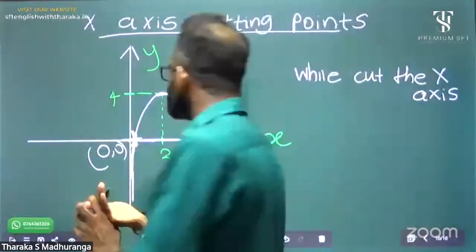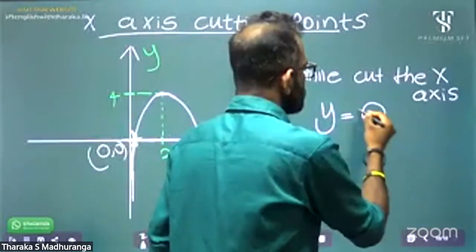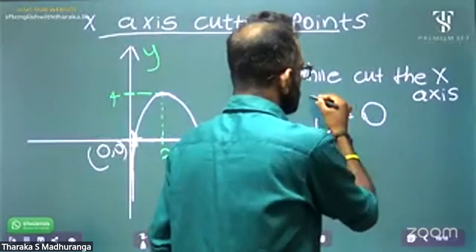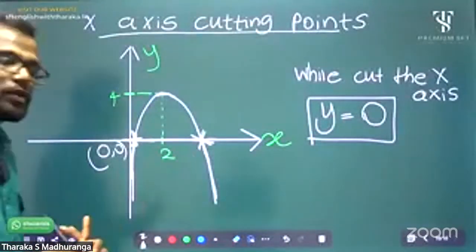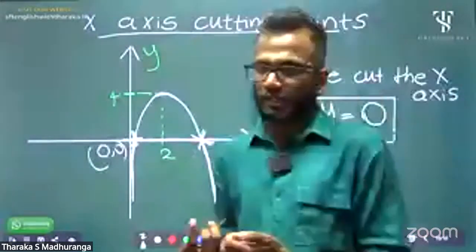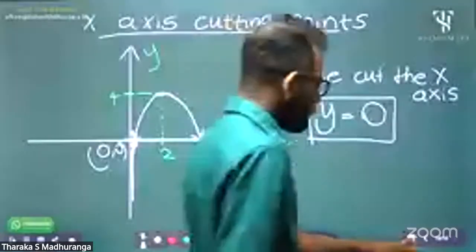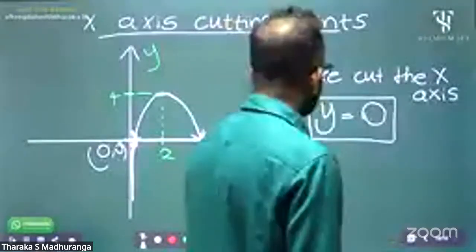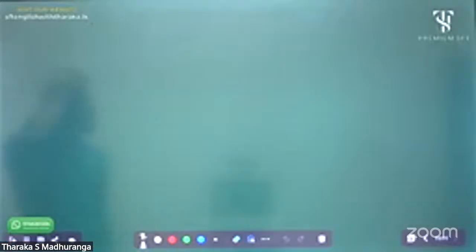Okay, that's the principle. The y-axis value equals 0. Using this principle we can calculate the x-axis cutting point in any quadratic function. Okay, now let's take an example. Okay, this example.